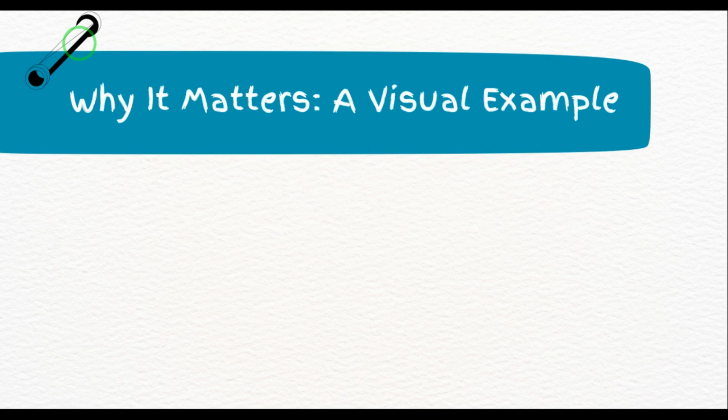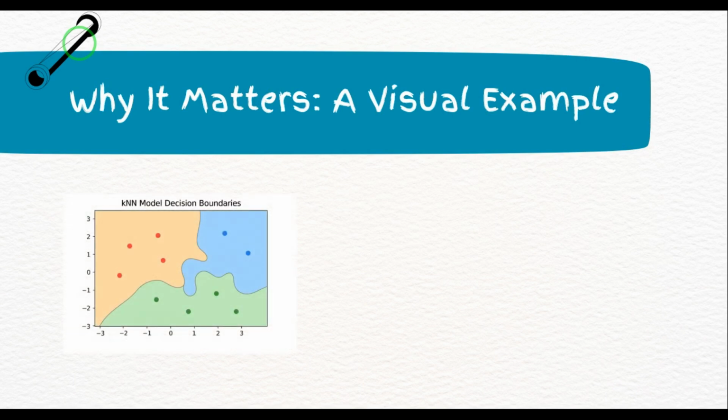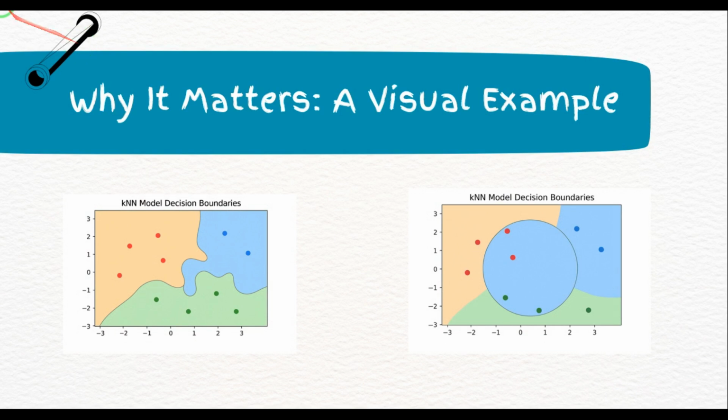Here is a KNN classifier before and after scaling. You see, without scaling, one variable dominates distances and the decision boundary gets distorted. And on the other hand, on the right, after scaling, our features contribute fairly, and the model's boundary looks balanced and realistic. So scaling doesn't just make things look nice, it literally changes your model's geometry.